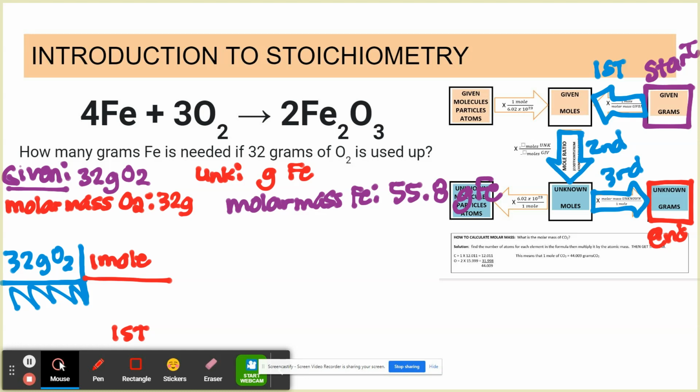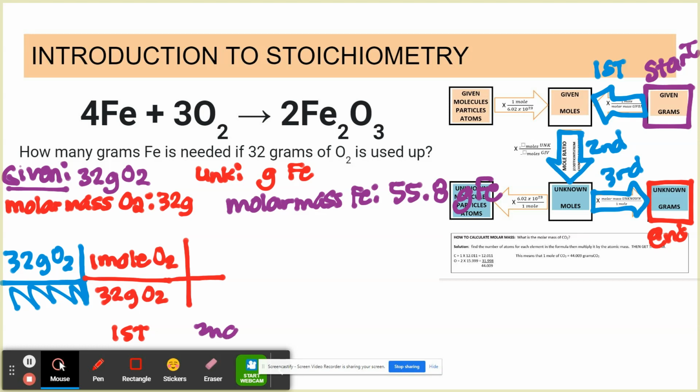Now, the question is molar mass of who? It clearly says there the molar mass of the given. So that has to be the O2. So that's 32 grams of O2. Remember, since this is the unknown, I mean the given, they're both O2s. All right. We're good. Now, next we have to go to our second step.